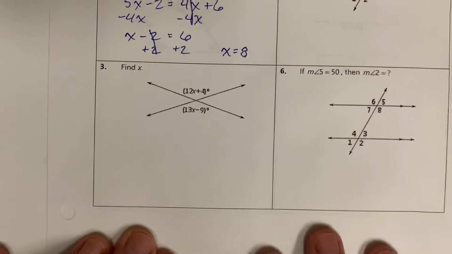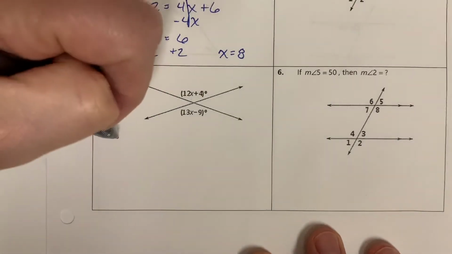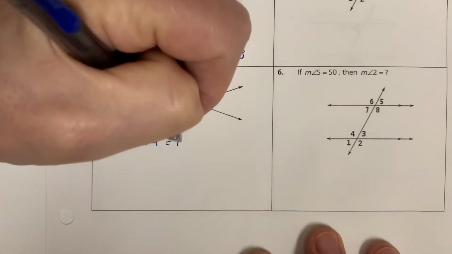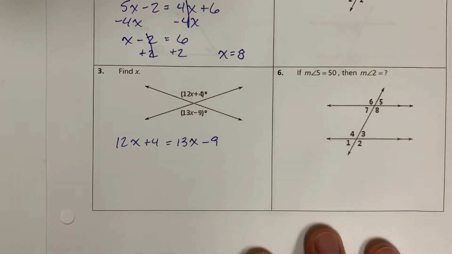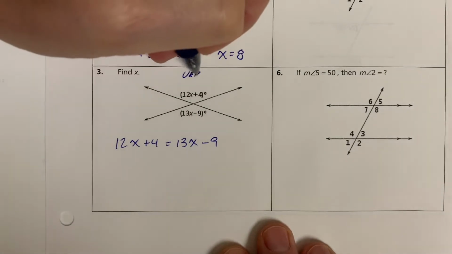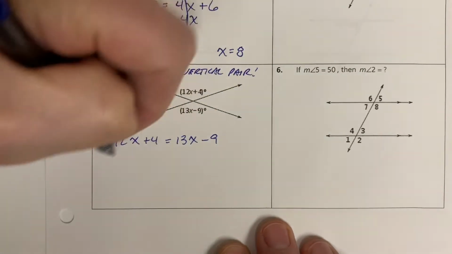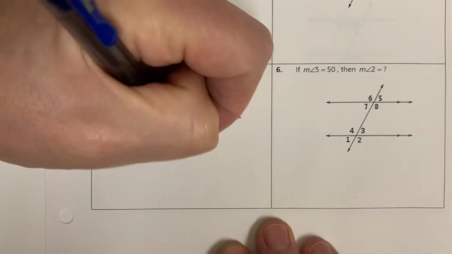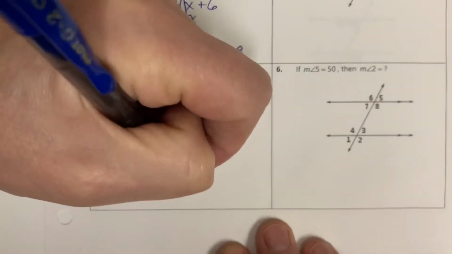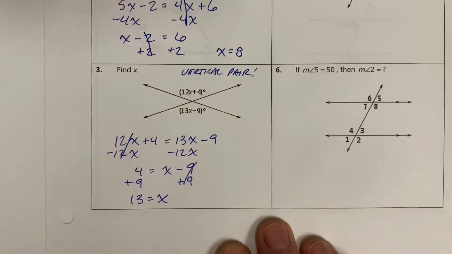Number 3, it looks like a pair of vertical angles, and we know that vertical angles are congruent. So we're going to set those 2 equal to each other: 12x plus 4 is equal to 13x minus 9, and we're going to solve. We're setting them equal because they are congruent, a vertical pair. I'm going to subtract 12x on both sides. 4 is equal to x minus 9. Add 9 to both sides, and 9 and 4 make 13. So now I know that x is 13.